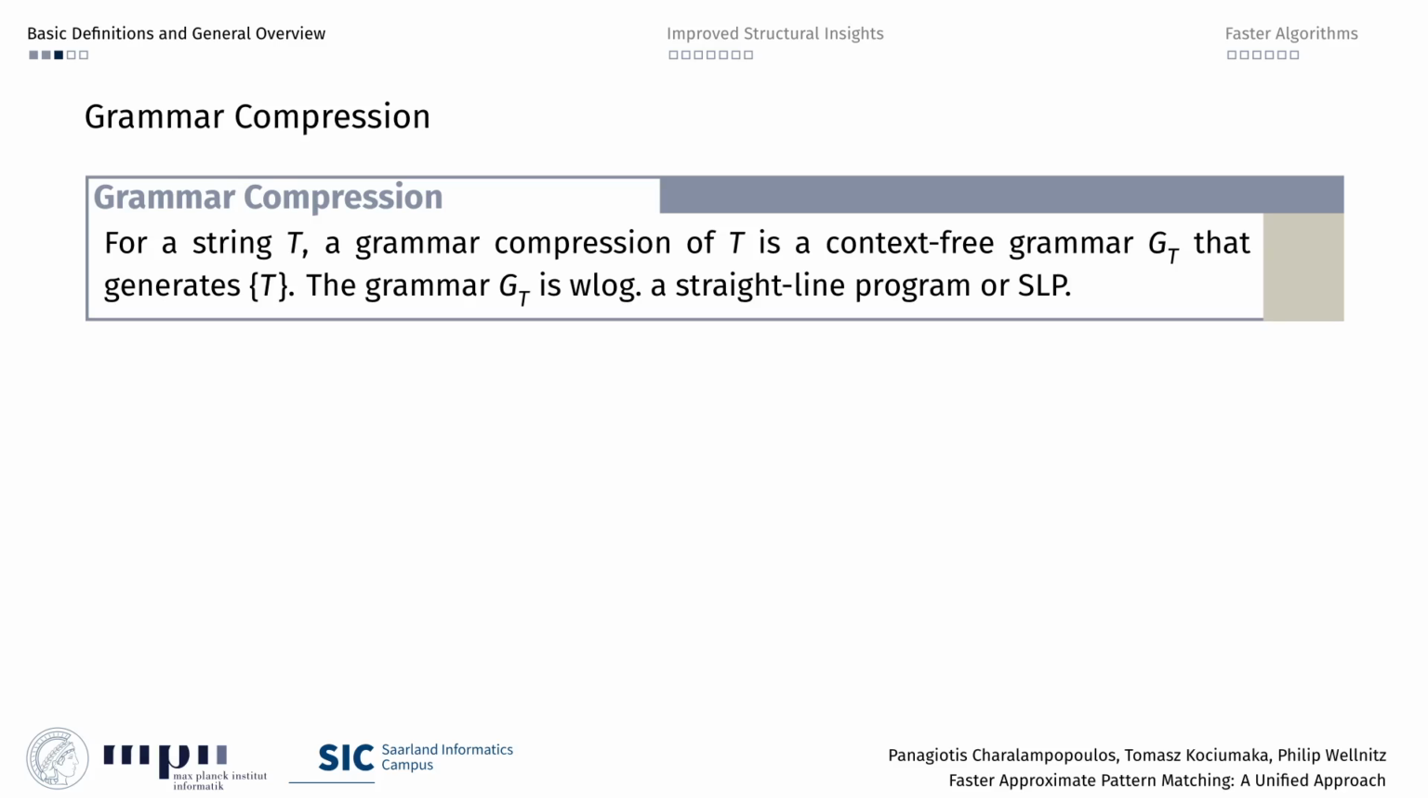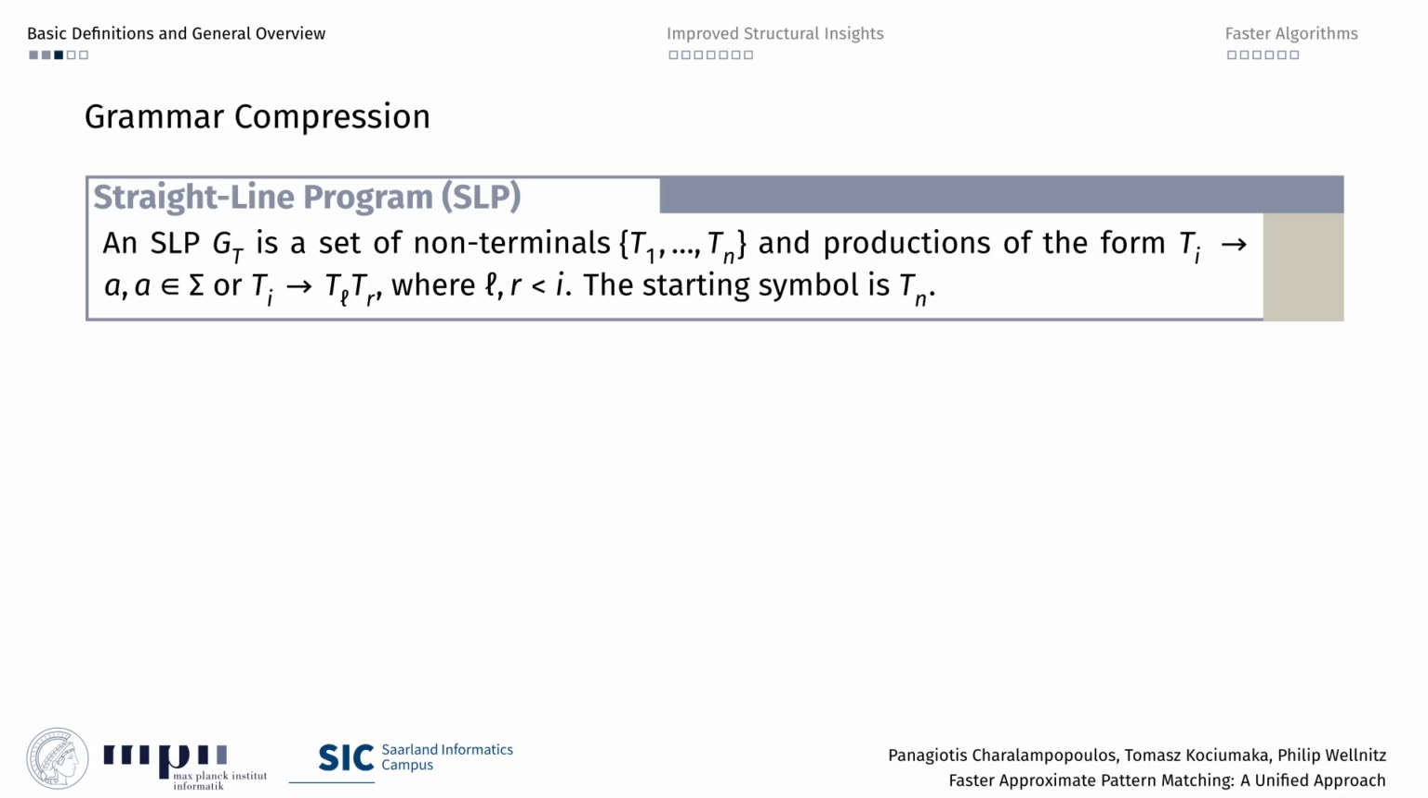For a string T, a grammar compression of T is a context-free grammar that generates only T. We may also assume that such a grammar is a straight-line program, or SLP for short. A straight-line program is a set of non-terminals and productions. Each production takes a non-terminal and produces either a terminal symbol or 2 non-terminals that have appeared beforehand. The starting symbol is T.